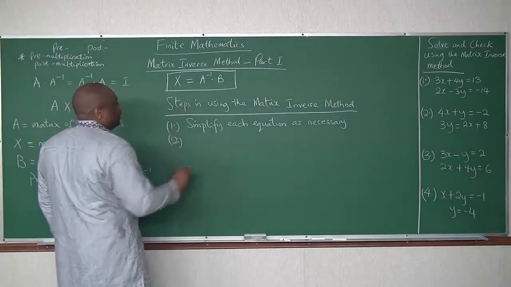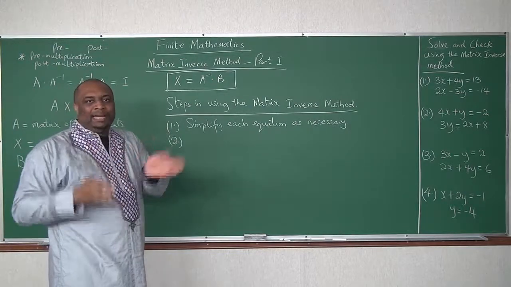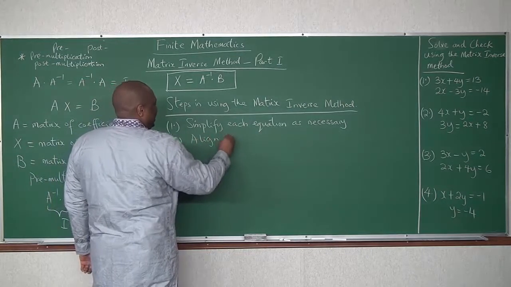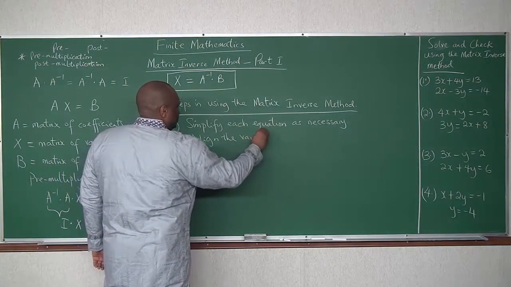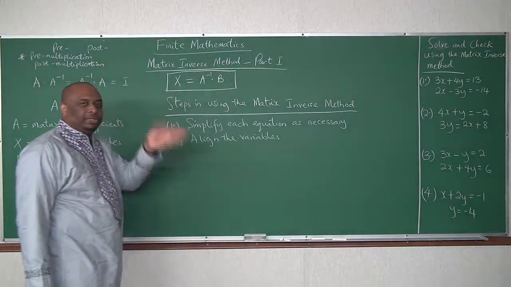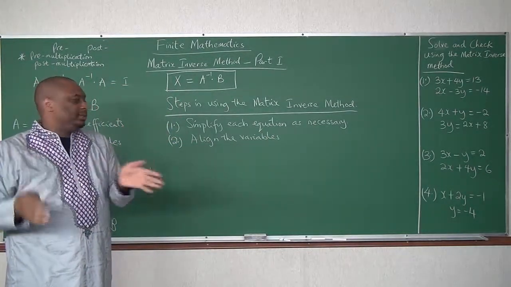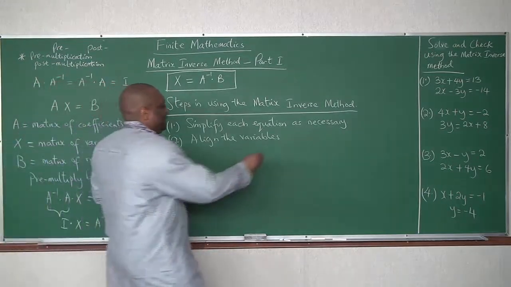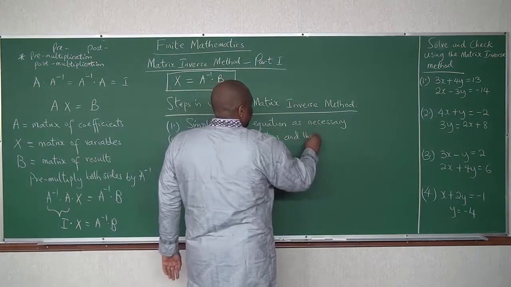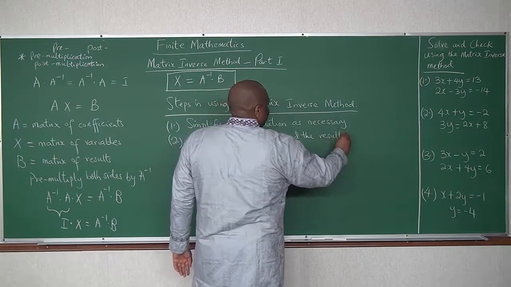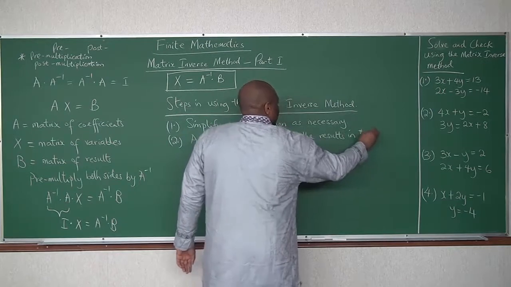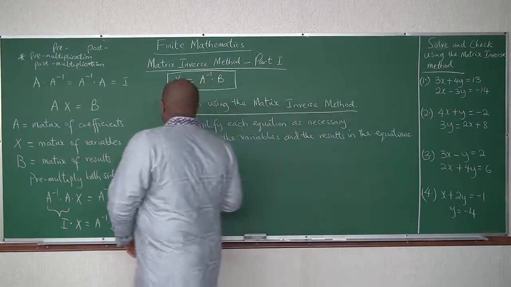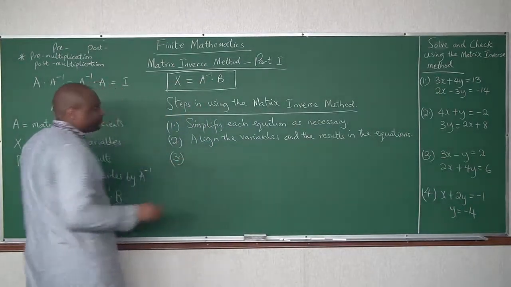The second step, make sure that you align the variables. Make sure you align the variables in each of the equations. Align the variables and the results in the equations. That's step two.